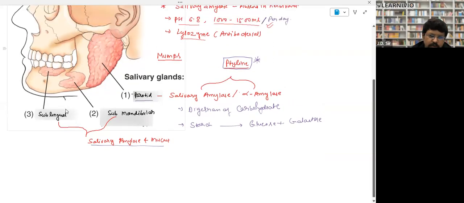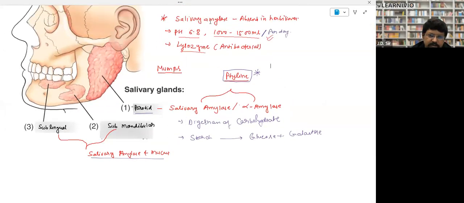Now there are two more glands. They are called sublingual and submandibular gland, right? Sublingual and submandibular gland, they also secrete salivary amylase and mucus, right? Okay, so this is their function. Now the salivary amylase has a pH value of 6.8. On average, in a single human being, 1000 ml to 1500 ml of saliva is secreted per day, right?